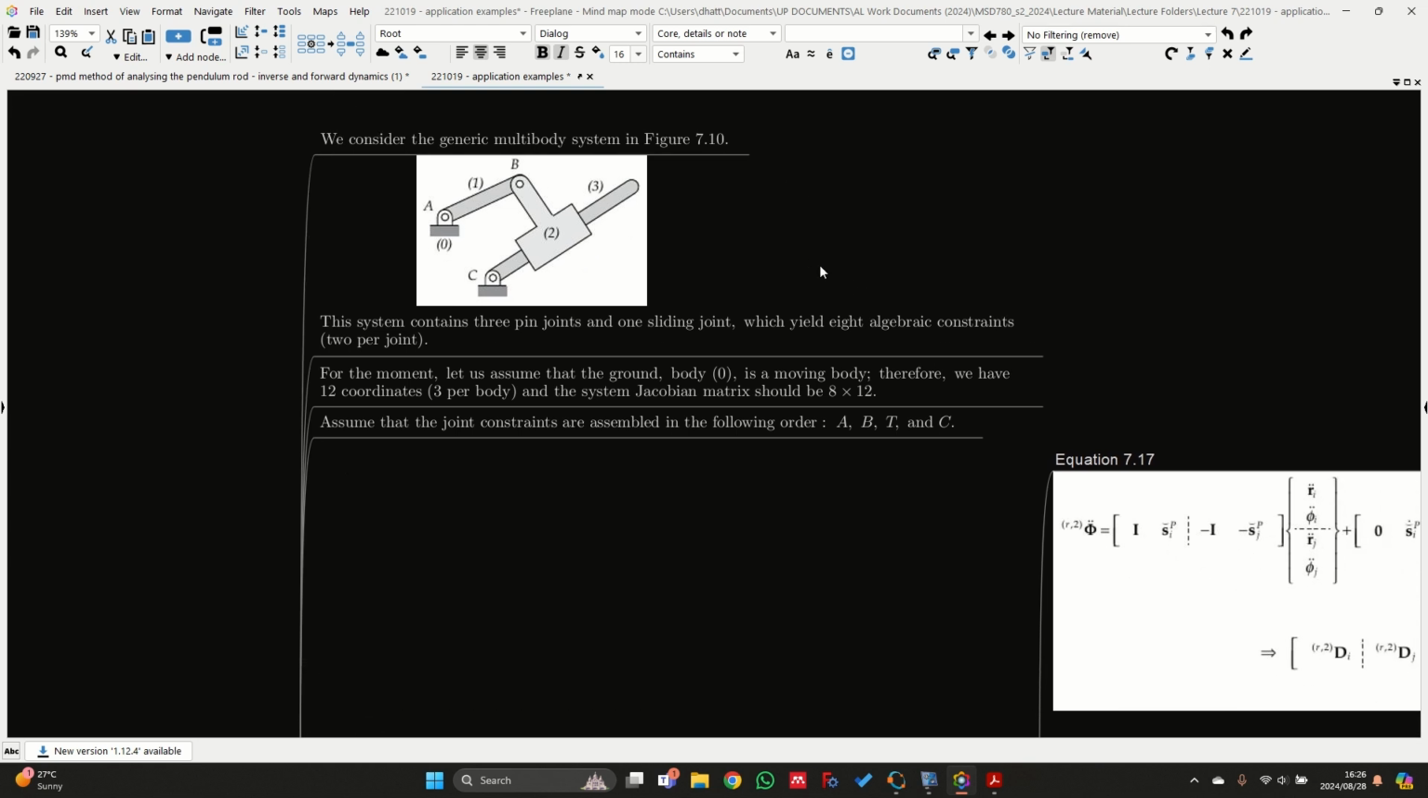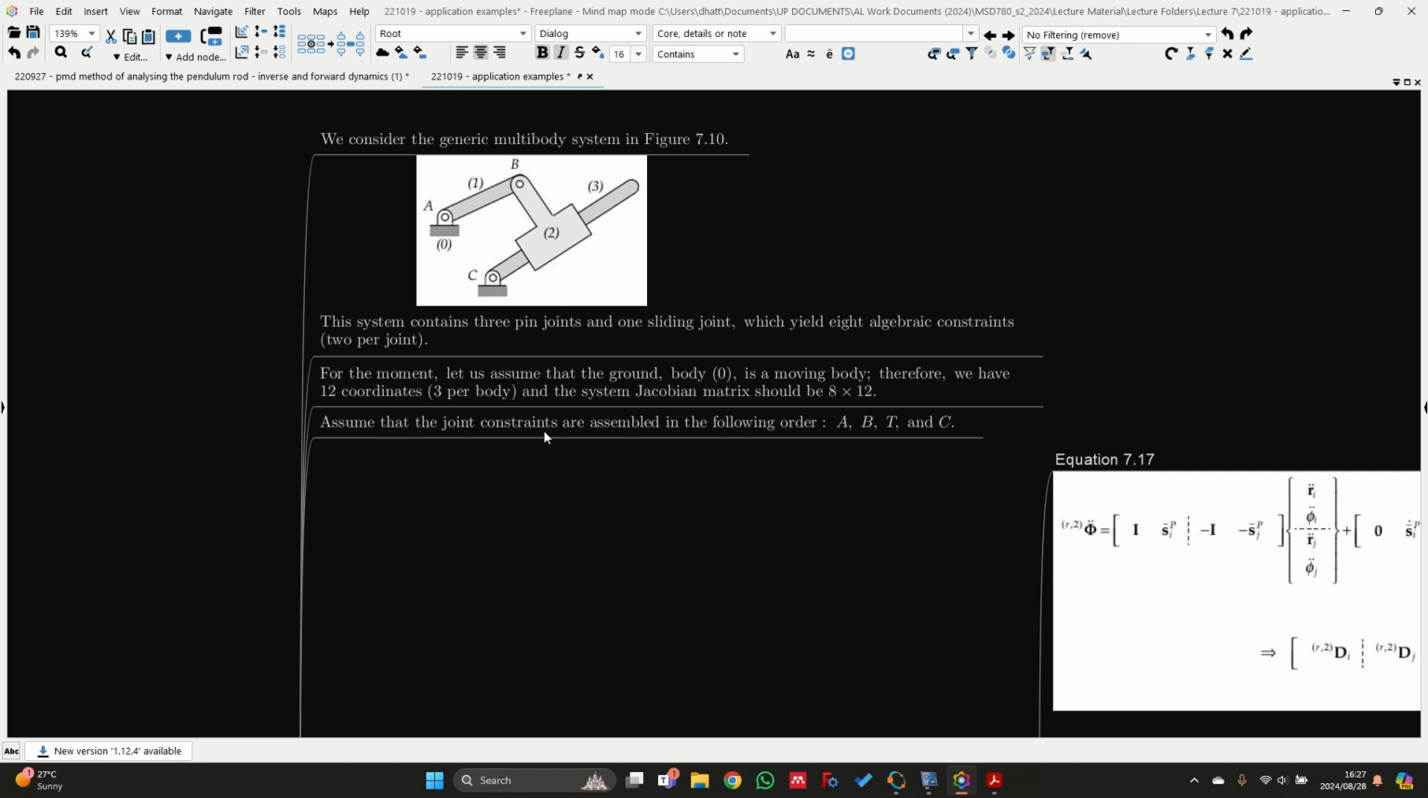So for the moment, let us assume that the ground body 0 is a moving body. Therefore, we have 12 coordinates, so 3 per body. And the system Jacobian matrix should be an 8 by 12 matrix. Okay, we refer to 3 per body since we're working in the x-y direction, and then rotation about the z axis. And since body 0 is now also included, we have 4 bodies, so 4 times 3 is 12 coordinates. So the number of rows matches the number of algebraic constraints imposed by the joints, and the number of columns matches the number of coordinates for the bodies.